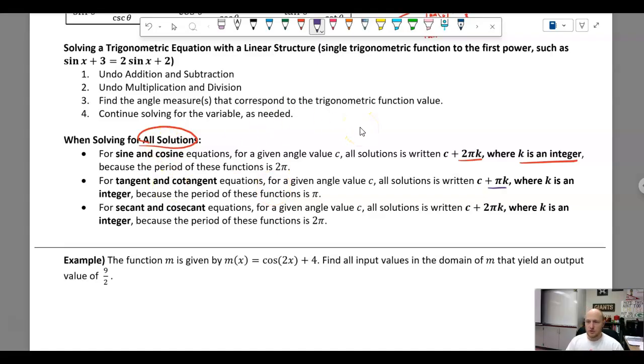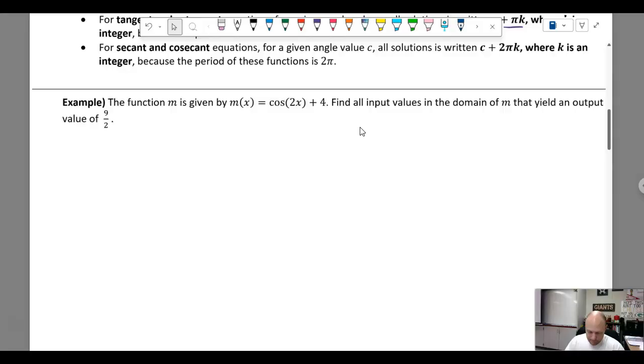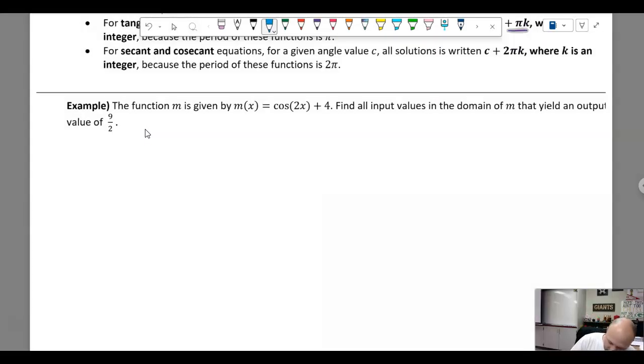So let's jump into an example. Here is example 1. The function m is given by m of x equals cosine of 2x plus 4. Find all input values in the domain of m that yield an output value of 9/2. So I'm going to take my function. They want m of x to be equal to 9/2. And so m of x is cosine of 2x plus 4 equal to 9/2.